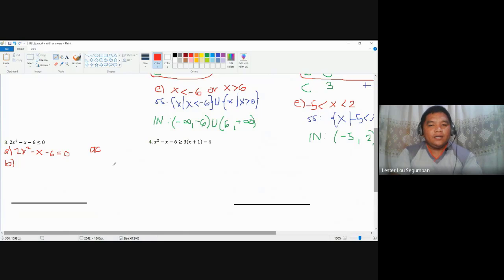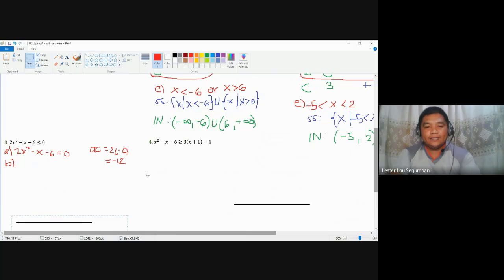So you have here AC is 2 times negative 6, which is actually negative 12. What are the factors of 12 that when added will result to negative 1 as the value of the middle term? It's actually negative 4 times 3. Negative 4 times 3 is negative 12, and if you add negative 4 and 3, they will result to a negative 1. These are the factors. So let us try it here.